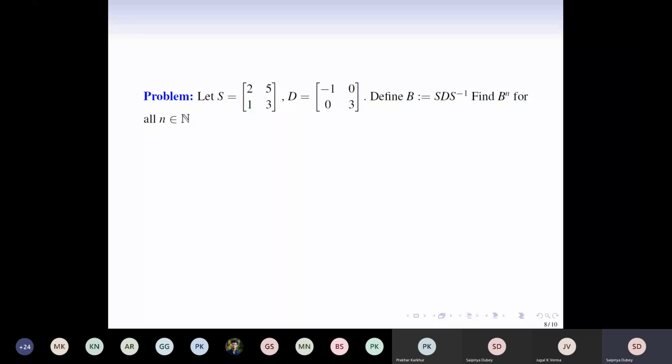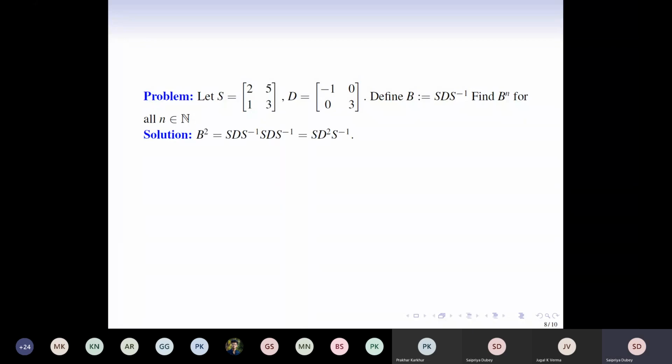The thing is that when we are given such problems, it is not needed for us to literally sit and compute B to the n tediously for every n. So we'll see how we do this.